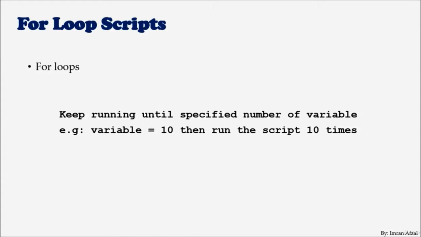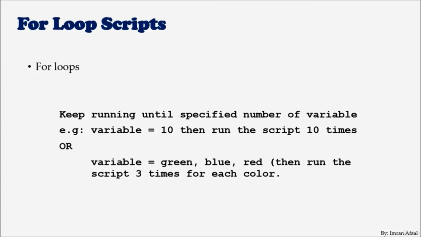For example, if a variable is defined as 10, then run the script 10 times. Or if the variable is green, blue, red, then run the script 3 times, once for each color. So it actually simplifies your tasks. If you want to create, for example, 10 files, then you don't have to run the command again and again. For loops will do it for you.